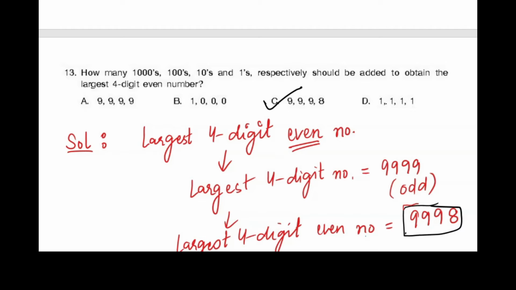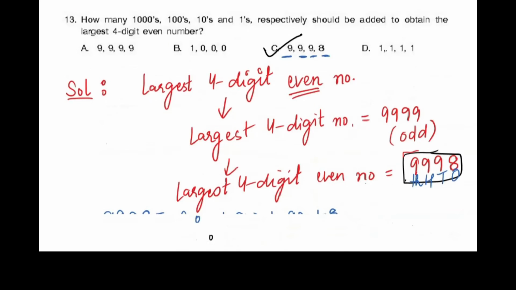Now, thousands, hundreds, tens and ones are nothing but the place values. So this is ones, tens, hundreds and thousands. So what's at the thousands place? 9. Hundreds place? 9. Tens place? 9. And ones place? 8. So option C will be the correct option.